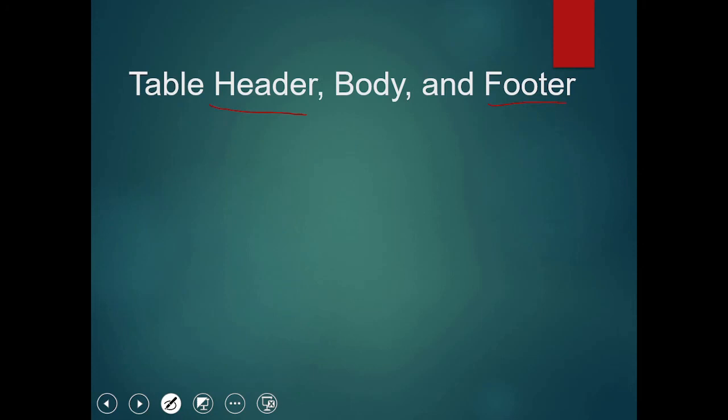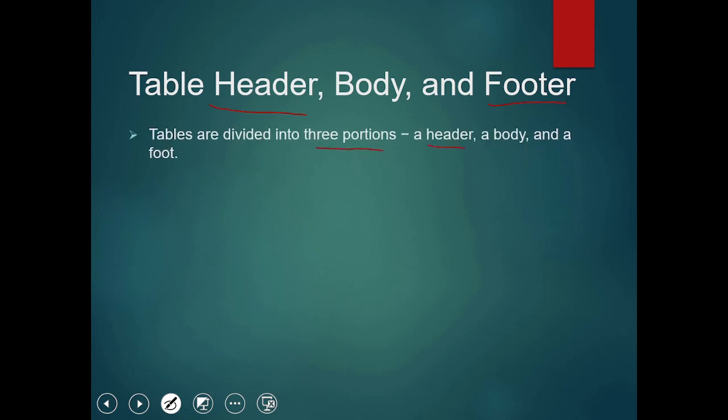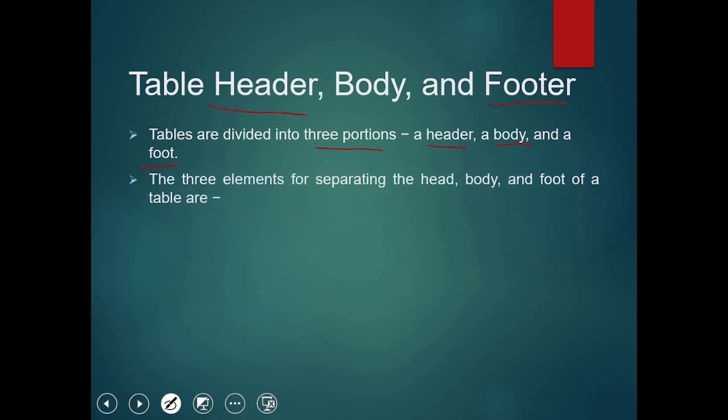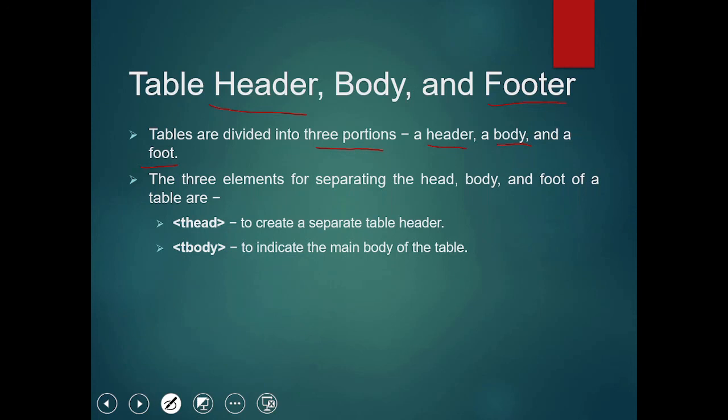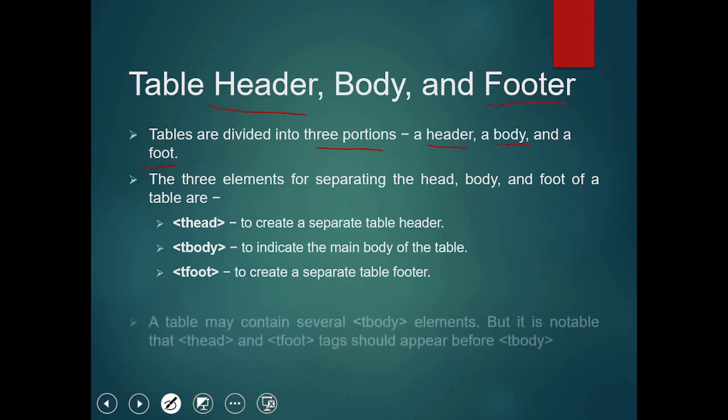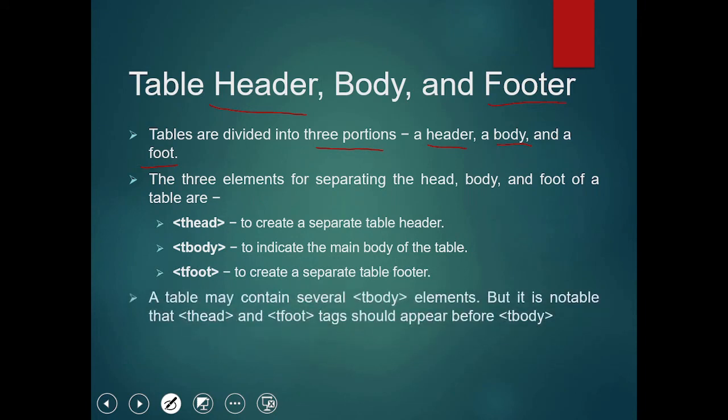But all three of these will come inside the table tag to tell us how a table is divided. So tables are divided into three portions: header, body and foot. The three elements for separating the head, body and foot of a table are thead to create a table header, tbody to indicate the main body of the table, tfoot to create a separate table footer. Most important thing, a table may contain several tbody elements, but it is notable that thead and tfoot tags should appear before the tbody.